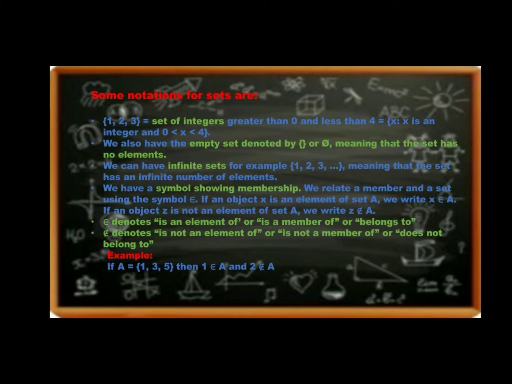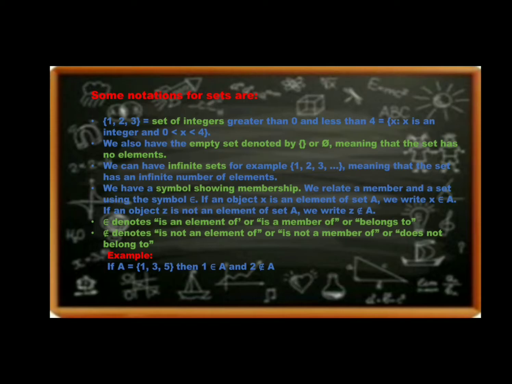We have here some given notations for sets. First, the set {1, 2, 3} is equal to the set of integers greater than 0 and less than 4, or {x | x is an integer and x is greater than 0 but less than 4}. We also have the empty set, denoted by empty braces or the sign for no elements. We can have an infinite set, for example {1, 2, 3, ...}, so on and so forth, using what we call the ellipsis, meaning that the set has an infinite number of elements.